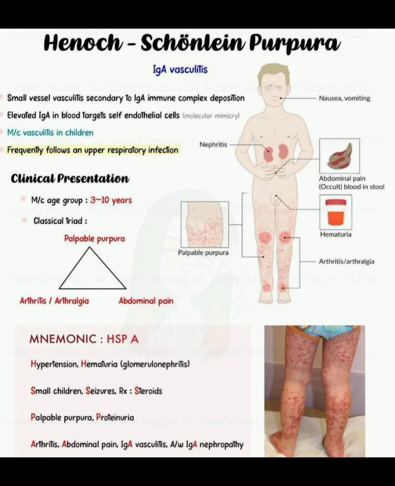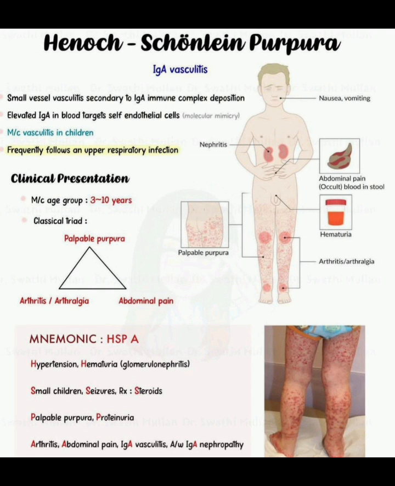We look at the pictures of this patient. There is nausea, vomiting, nephritis, abdominal pain, occult blood in the stool. Hematuria is present, arthritis, arthralgia, palpable purpura. The rash, look at the leg, maculopapular rashes, palpable purpura.